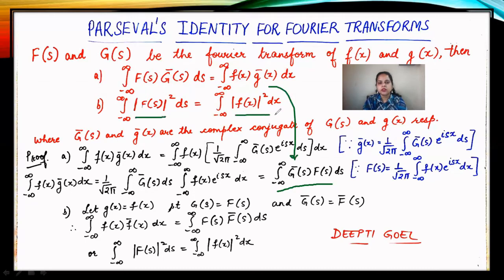of Parseval's identity, we have to equate that our F(s) is equal to G(s), or our function f(x) is equal to g(x). So let us take that our function f(x) is equal to g(x). If our functions are equal, then definitely our Fourier transforms will also be equal. Therefore, G(s) will be equal to F(s), and similarly their conjugates will also be equal to each other. Therefore, G bar(s) will be equal to F bar(s).